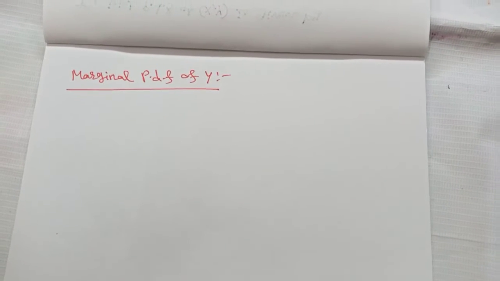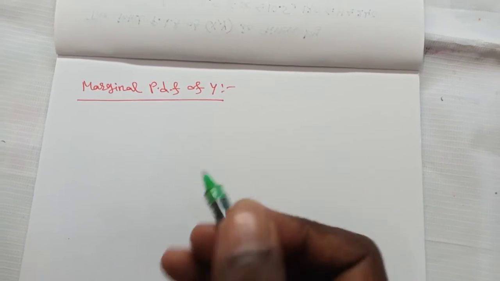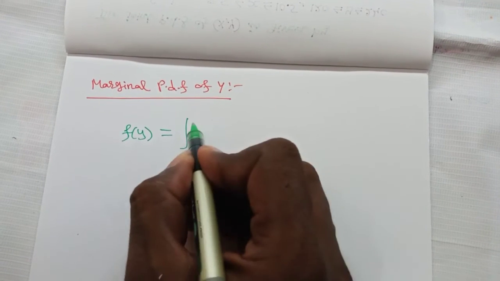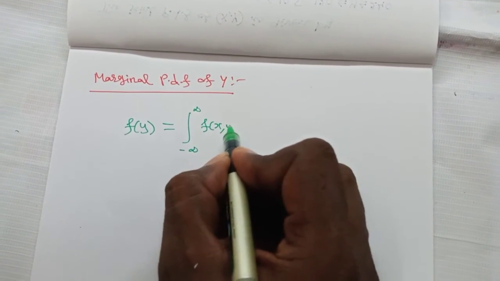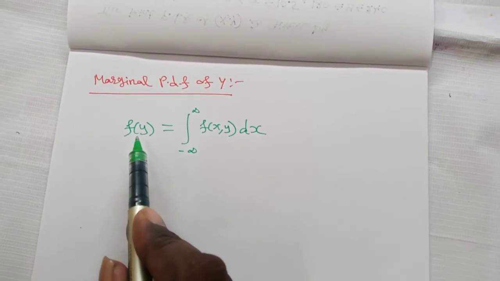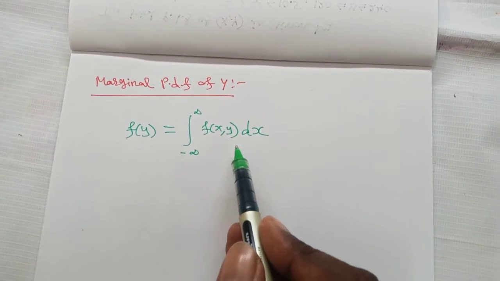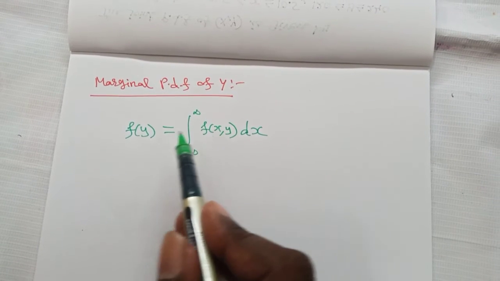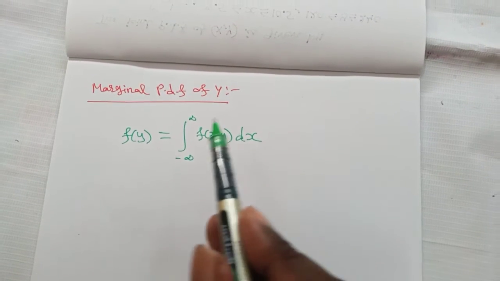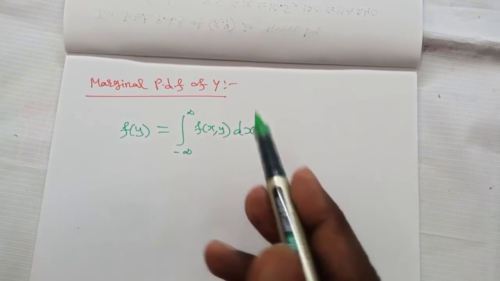So next I want to find out the marginal probability density function of y. The formula for this is f of y is equal to integral minus infinity to plus infinity f of x comma y into dx. The meaning of the formula is, to find f of y from the function f of x comma y, I want to eliminate x, then only I will be getting f of y. To eliminate x, integrate with respect to x, substitute the limit for x, then you will be getting f of y. So this is the formula for the marginal probability density function of y.